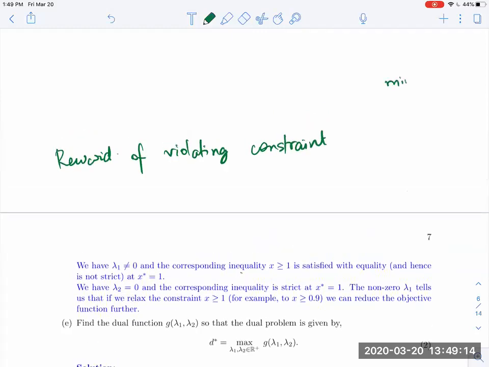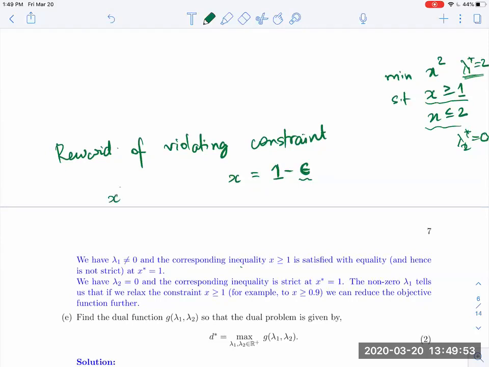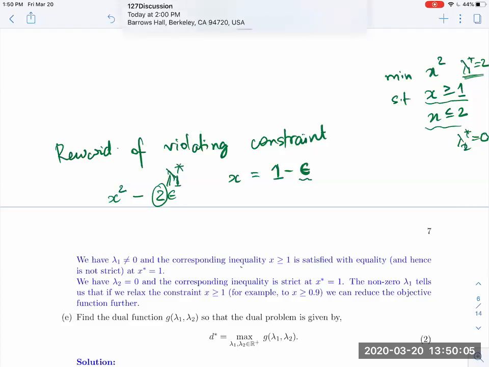So for us, you had minimize x squared subject to x greater than or equal to 1, x less than or equal to 2, correct? And you saw the constraint x greater than or equal to 1 had lambda 1 star is 2, and x less than or equal to 2 had dual variable lambda 2 star is 0. So the value of lambda 1 star being 2 approximately says that if I violate this constraint, let's say I take x equal to 1 minus epsilon, so I'm violating it by some amount epsilon, then I can decrease my value to something like x squared minus 2 times epsilon. So this is your lambda 1 star. This is not very precise because your objective is not linear, but if your objective was linear, then this would be true exactly. Since our objective is quadratic, this is approximately true.